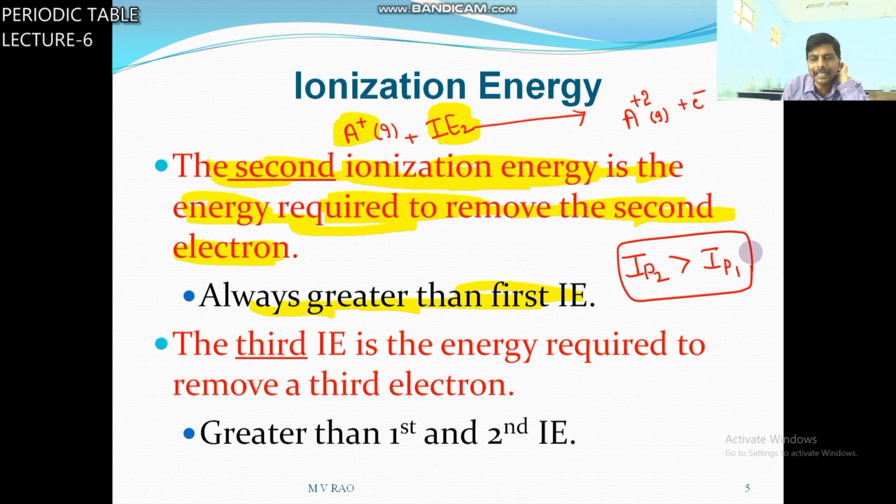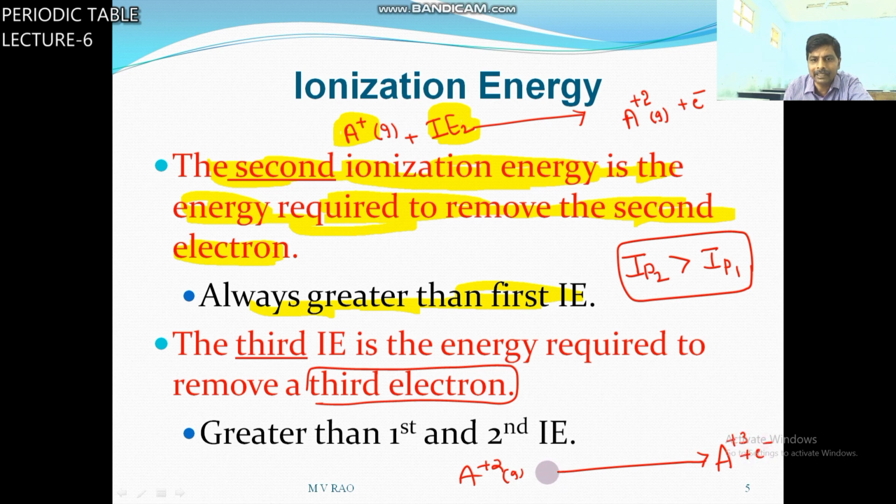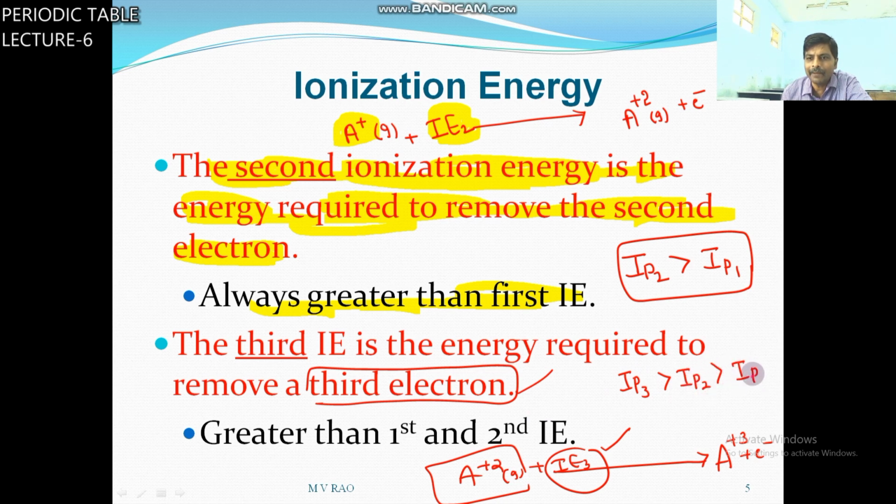Now, third ionization enthalpy. Third ionization enthalpy is the energy required to remove the third electron. Already A plus 2 is formed here, in gaseous state. To remove one more electron, giving A plus 3 plus electron, the energy required is called IE3. You are removing the third electron, and this IP is greater than the first and second IP. IP3 is greater than IP2, which is greater than IP1.